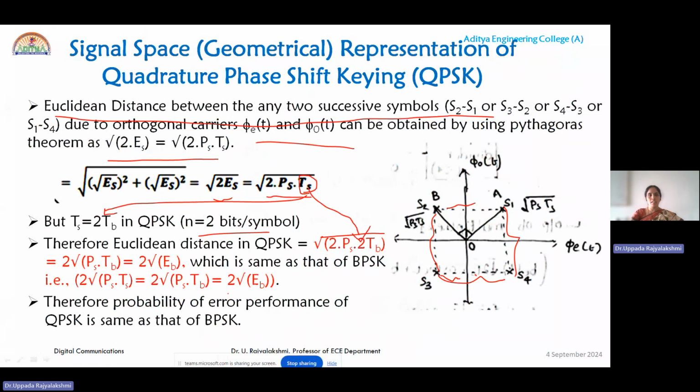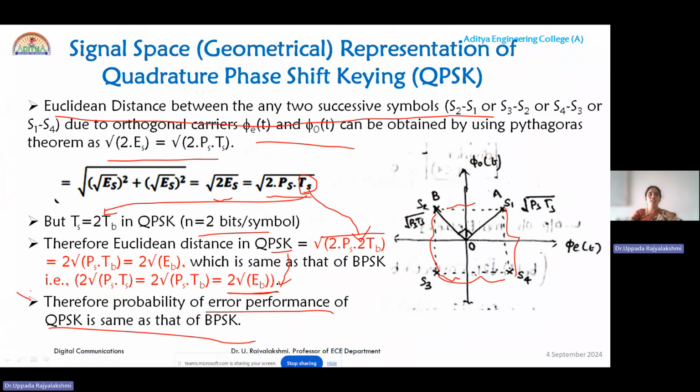So finally you obtained it as 2 root EB. See, that is same as that of BPSK, because in BPSK also we obtained 2 root ES into TB, but in BPSK TS is equal to TB. So that's why you can observe that Euclidean distance for QPSK as well as BPSK both are same. That is, even though you are grouping 2 bits per symbol by using PSK in QPSK, probability of error performance is same for QPSK as well as BPSK.